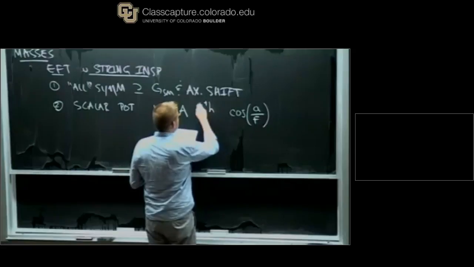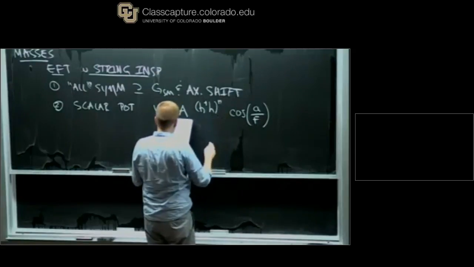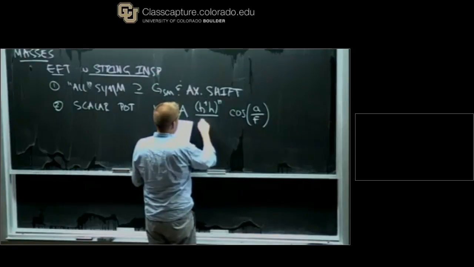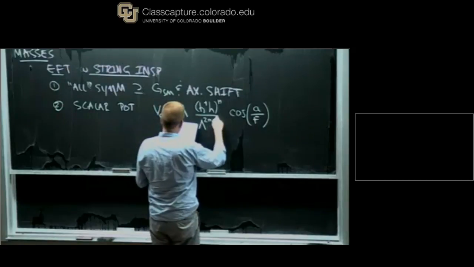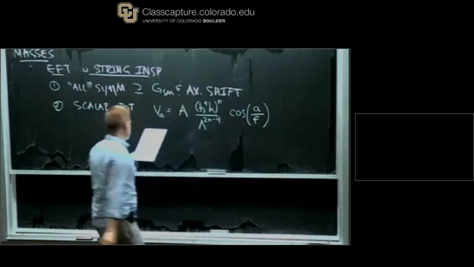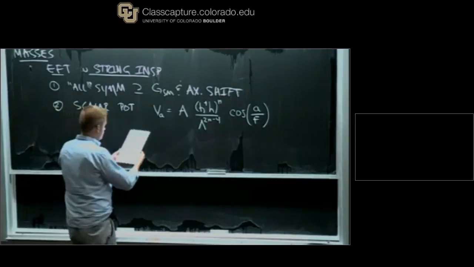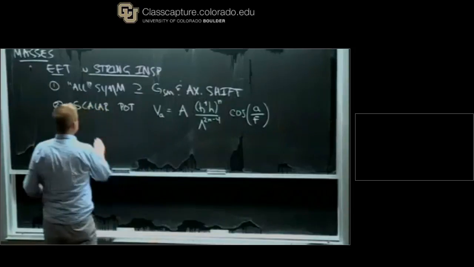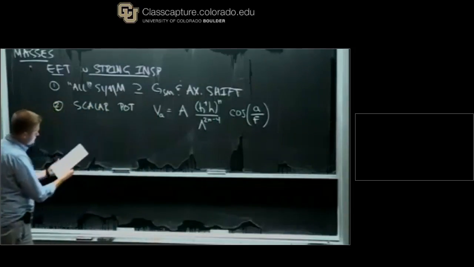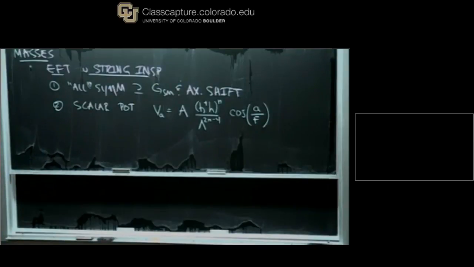You need to write H dagger H to the n, where H is the Higgs, over lambda to the 2n minus 4, where lambda is some cutoff in the theory. And this is the effective operator that you have in the game. A nice thing about this is that, in effective field theory, this is just allowed.